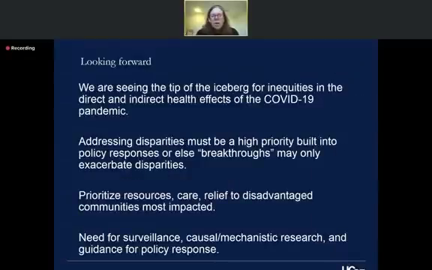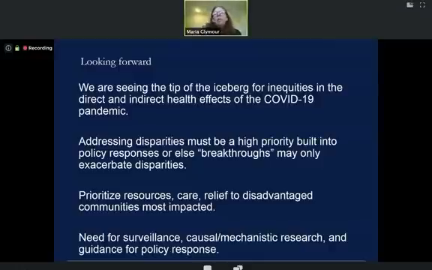I want to end with some concluding thoughts. We are really seeing the tip of the iceberg for inequities in the direct and indirect consequences of COVID. Addressing disparities has to be a high priority, built into our policy responses from the beginning, or else our breakthroughs may only exacerbate disparities. There's a phrase, centering at the margins, which is thinking about the people who are most vulnerable and organizing responses to address them as the highest priority.